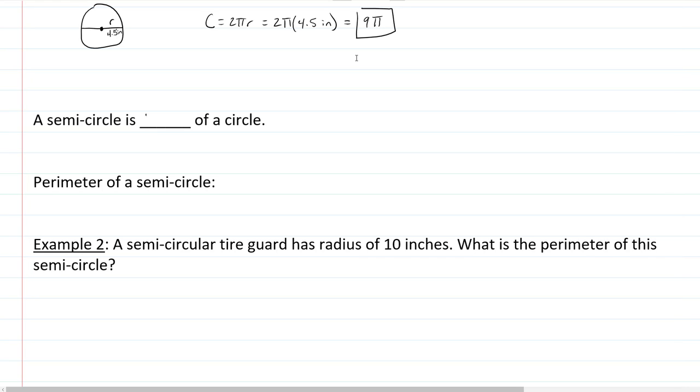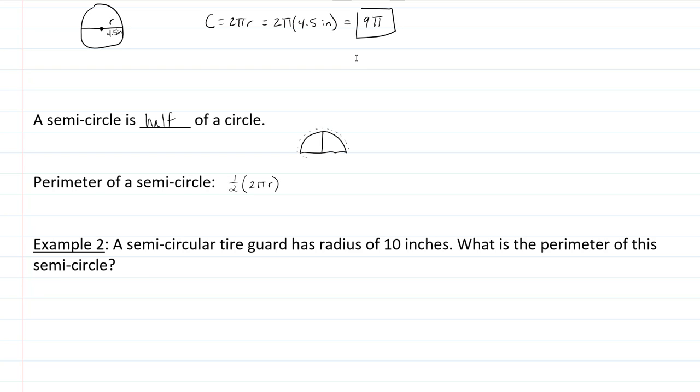A semicircle is half of a circle. So a semicircle is this shape. Semicircles still have a radius, but the perimeter of a semicircle is going to be different than that of a normal circle. So the distance around the outside here is going to be 1/2 times the circumference of a normal circle. So 1/2 times 2 pi r.